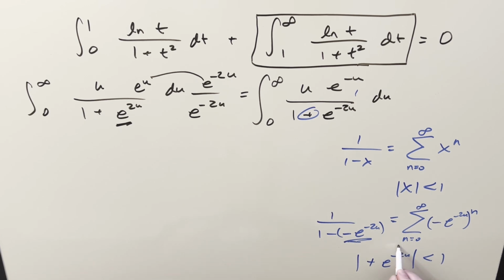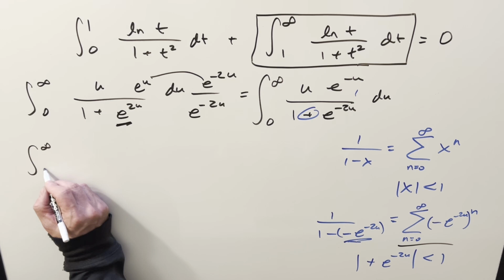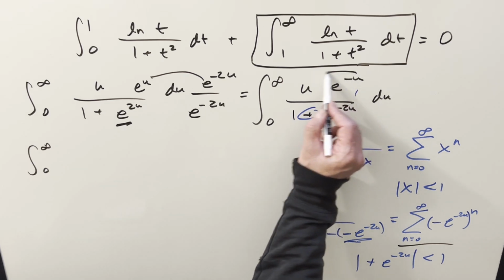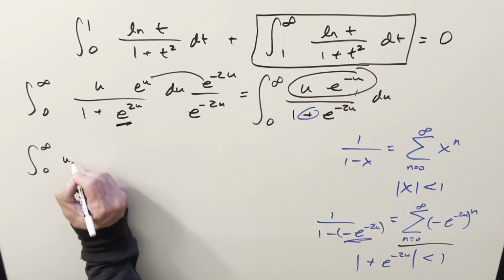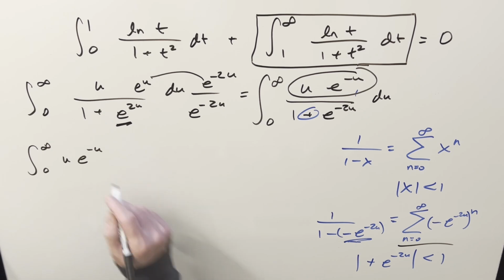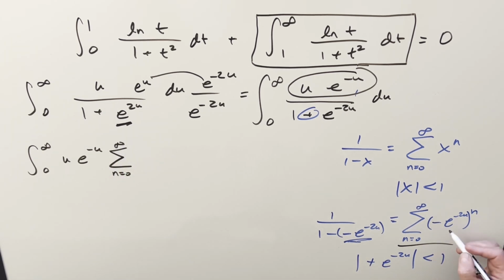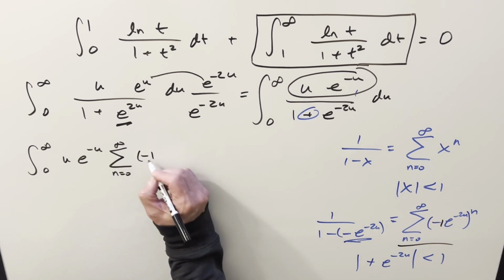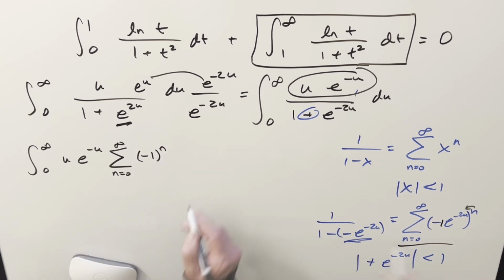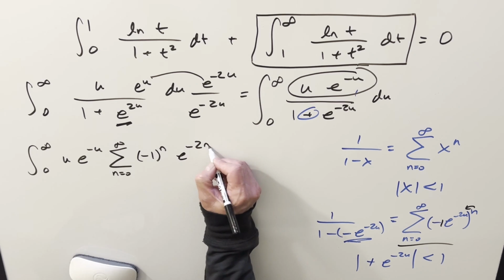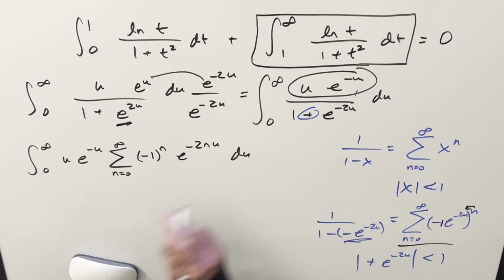So we'll take this right here and plug it back into the integral, still going 0 to infinity. The numerator's unchanged, so we have u, e to the minus u. And then we need this sum, but I'm just going to rewrite it a little bit. Let's think of this right here as a minus 1, and with exponent properties I can break it up. So I can write this as minus 1 to the n, times e to the minus 2nu du.